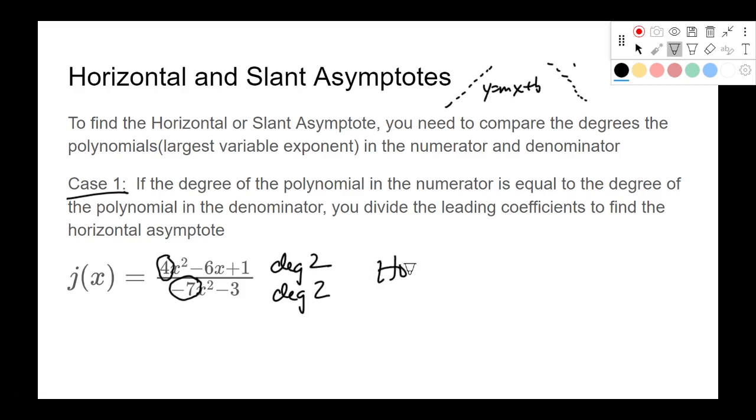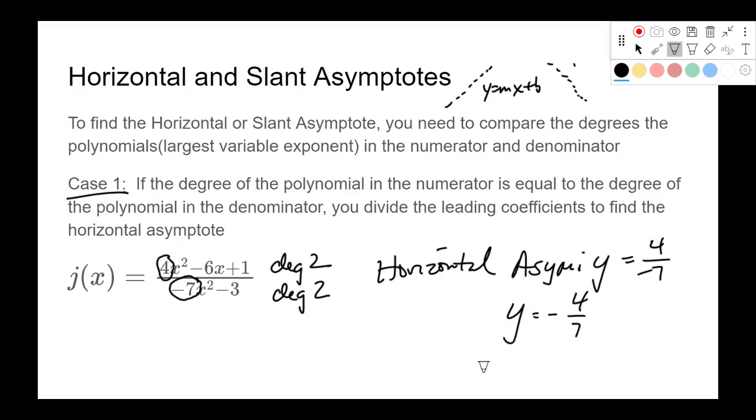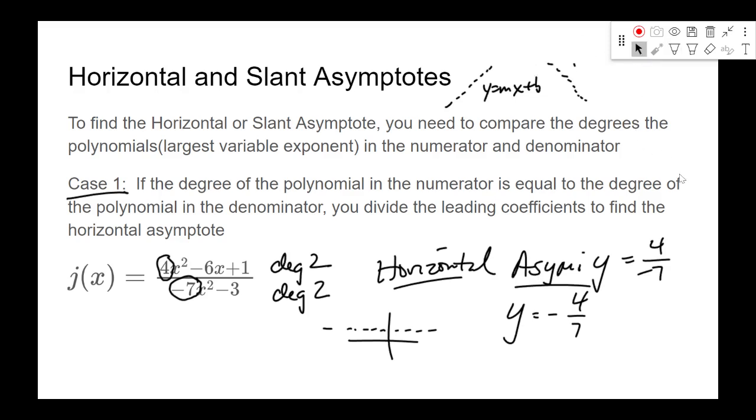And I know that there will be a horizontal asymptote at the line y equals 4 over negative 7, or negative 4/7. Again, remember, lines that have equation y equals a number are lines that are horizontal. So my asymptote here would be at y equals negative 4 over 7 for a horizontal asymptote. That's the first case that could happen.